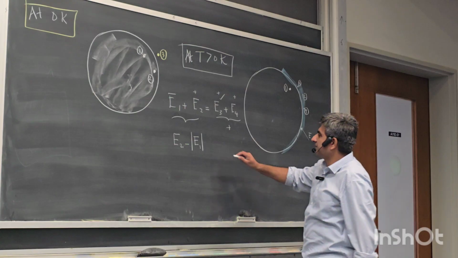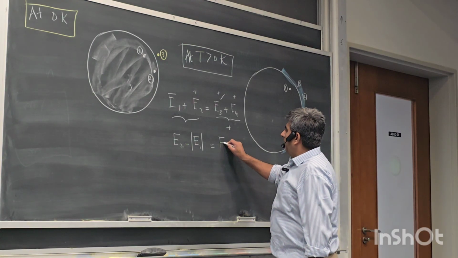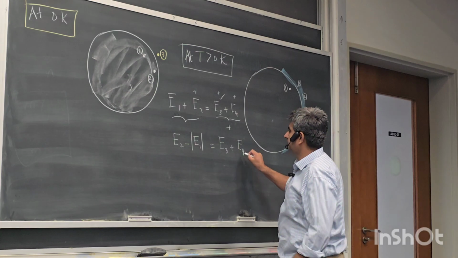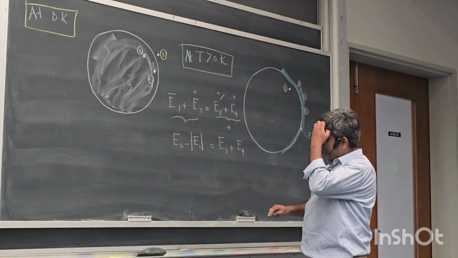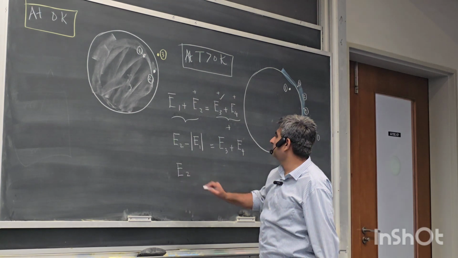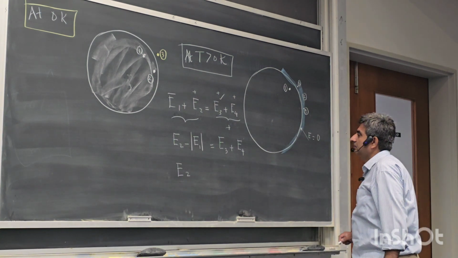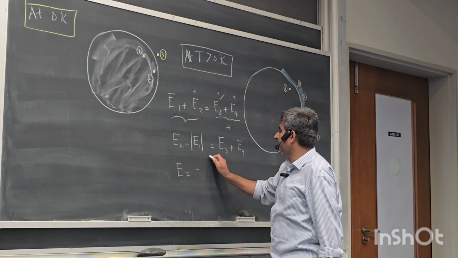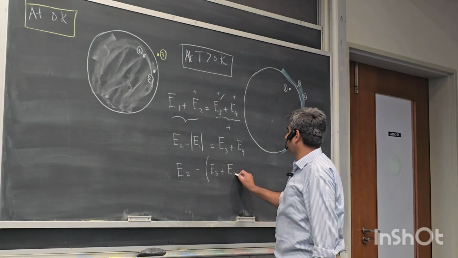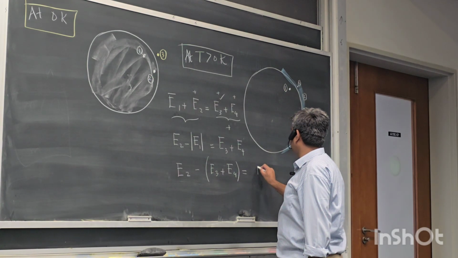Correct? E1 + E2 equals E3 plus E4. Now if I change this a little bit, so E2 minus E3 plus E4 equal to E1.